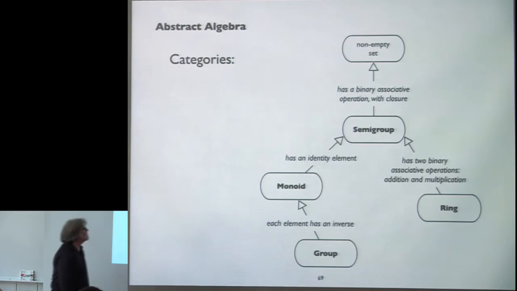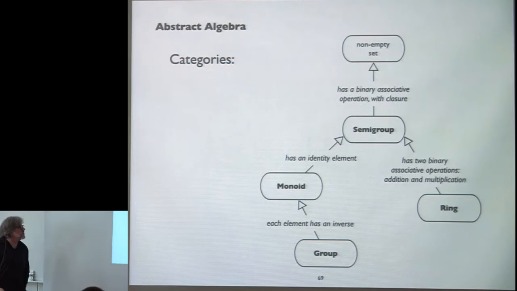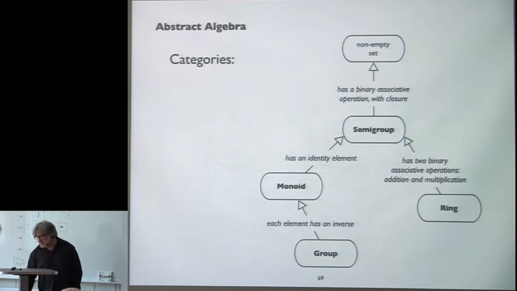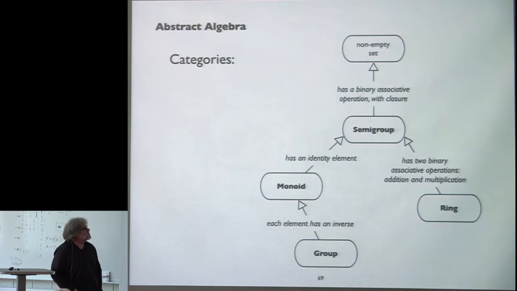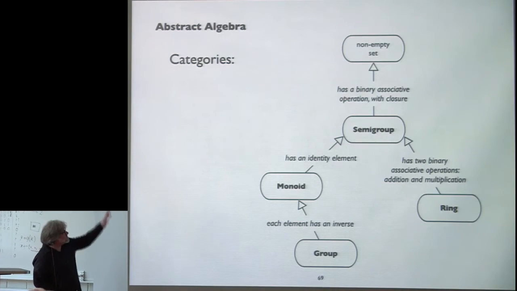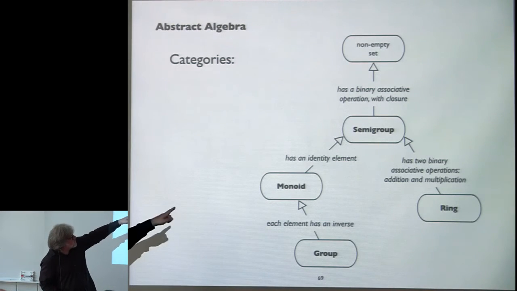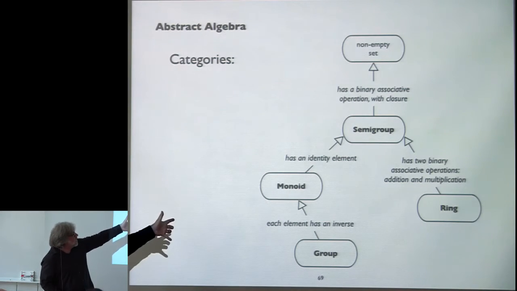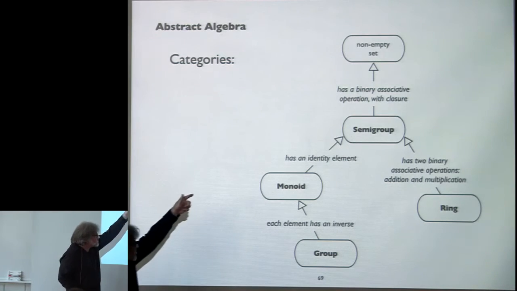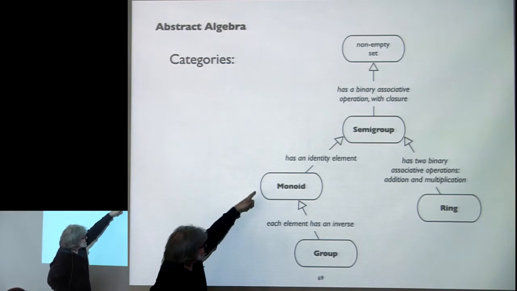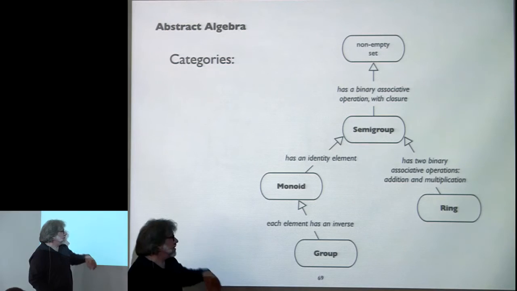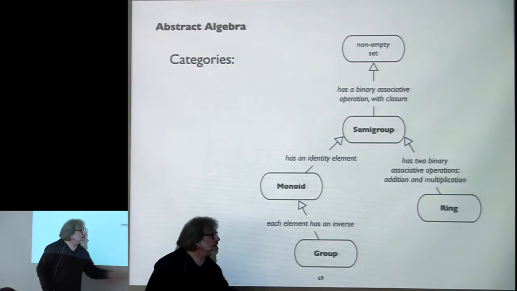Until a couple of years ago, I had a hard time in abstract algebra when I was in grad school. I will admit that. And I wish I'd had this diagram. But basically, if you've got a function that is a binary associative operation and it has closure, that'll be a semigroup. If you can define an identity element, it's a monoid. And if you have an inverse, then you've got a group, on and on.